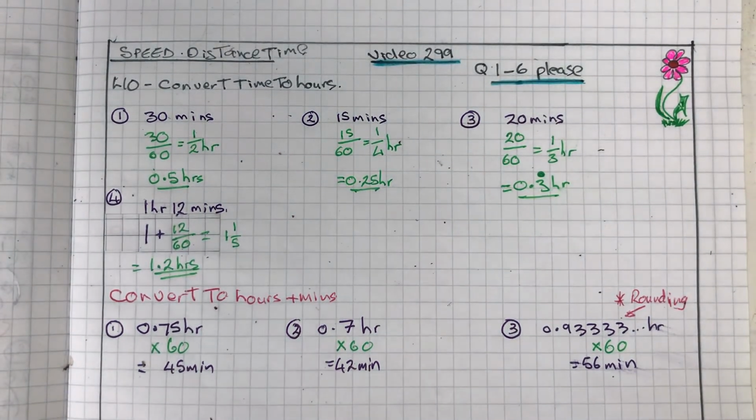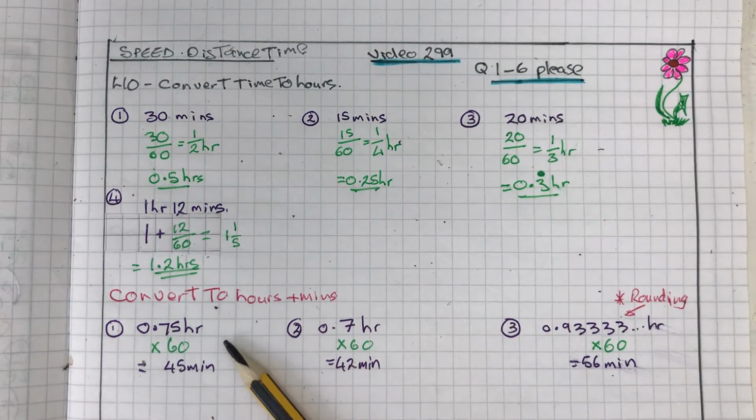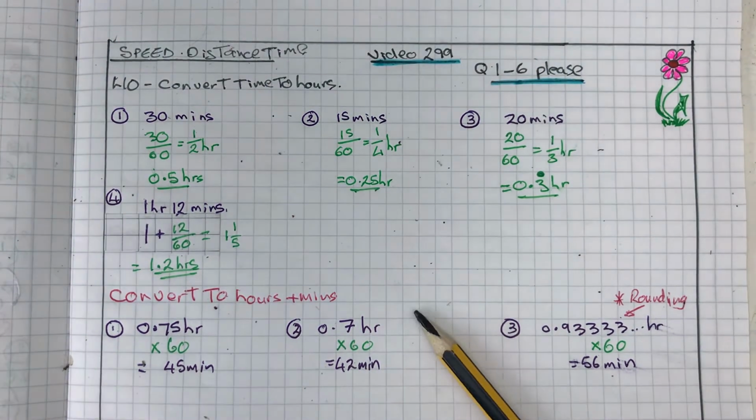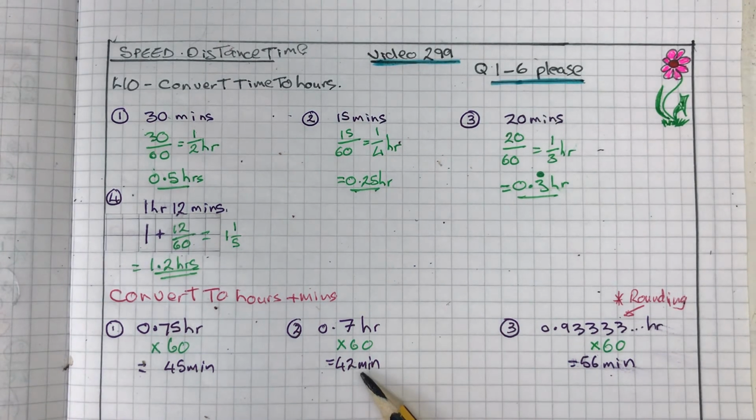If I'm going the other way and I get an answer as a decimal, if I've got 0.75 hours, I multiply by 60. Here it gives me 45. 0.7 of an hour times 60 gives me 42 minutes.